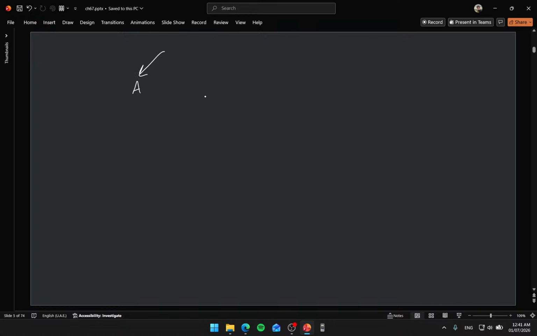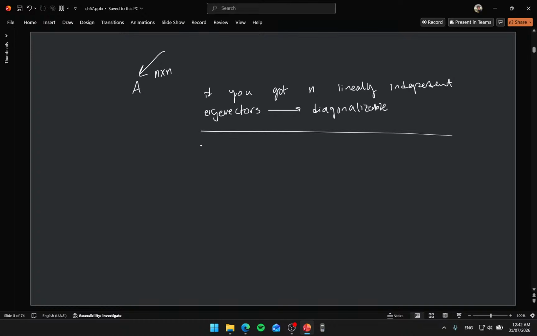The first one, let's say that A is an n by n matrix. It's a square matrix that has a dimension of n by n. If you got n linearly independent eigenvectors, then it's diagonalizable. This is the first one. The first check, the first theorem to determine if it's diagonalizable or not. You use any of the 3, you don't have to prove all of them. But if A is an n by n matrix, say 3 by 3, if you got 3 linearly independent eigenvectors, then it's diagonalizable.